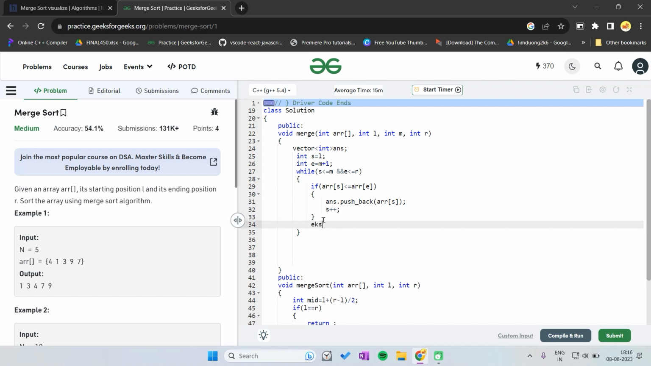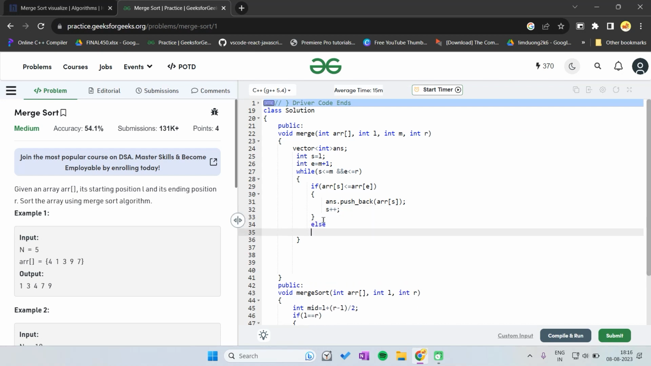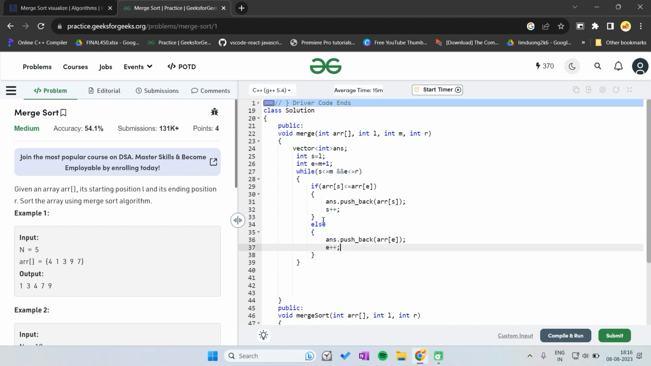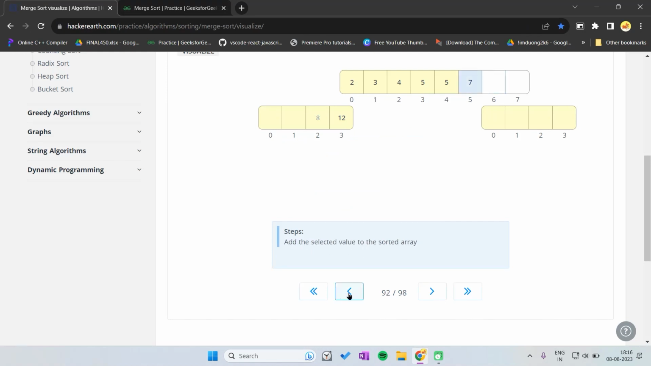Else, if it is not, then arr of e is smaller, so now we push arr of e into the array and move e further.